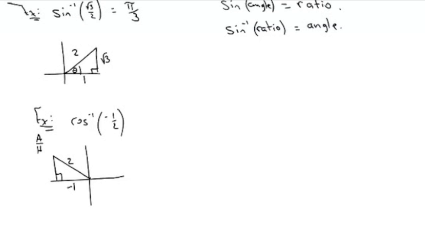Wait, hold on. What? The radius. Hypotenuse. Yeah. And this side is the square root of 3. 60 degrees. Again? Yeah. How boring. But the answer is not 60 degrees. Negative pi over 3.